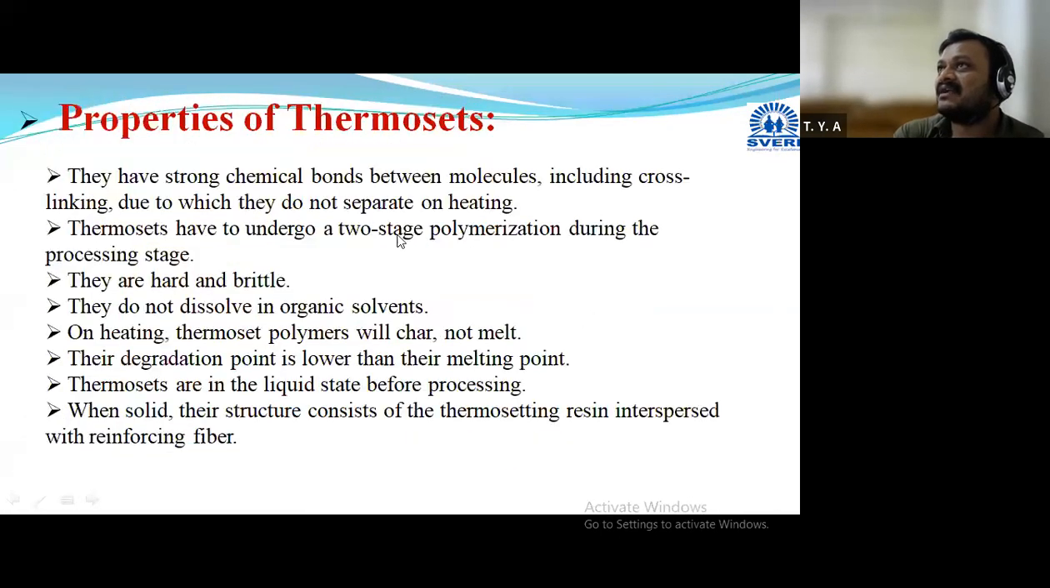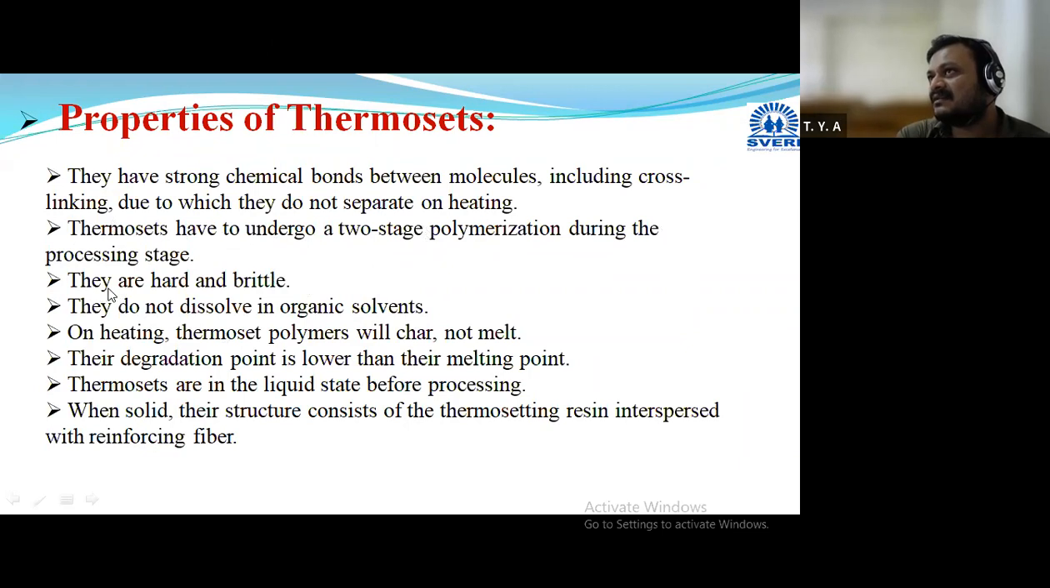That point I have added here. They have strong chemical bonds between the molecules, including cross-linking, due to which they do not separate on heating. And this kind of bond is not there in the thermoplastic material. Then here two-stage polymerization will occur. How it will occur, I will explain in the next session.